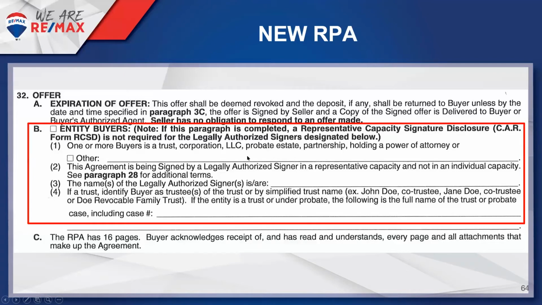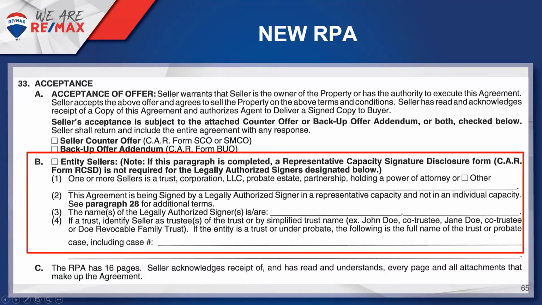Okay, so now where is that discussed? That's discussed now on the offer rather than in a separate RCSD. So you do not need an RCSD with an offer. If you have an entity buyer, you simply fill out the RCSD portion in paragraph 32, and you identify in paragraph B3 who the legal authorized signer is. And I'll talk about that in a little more detail. Same with the seller.